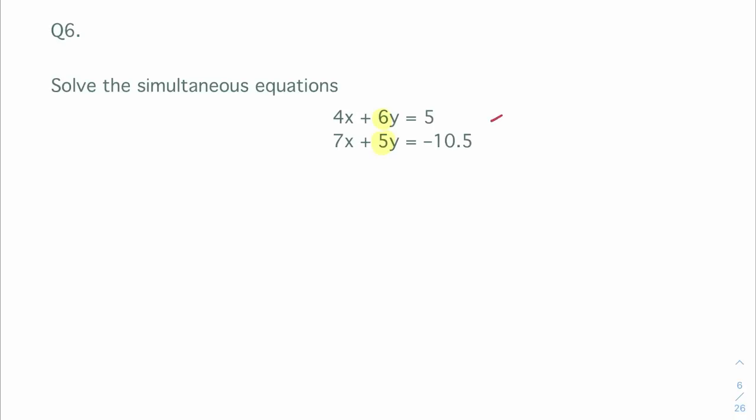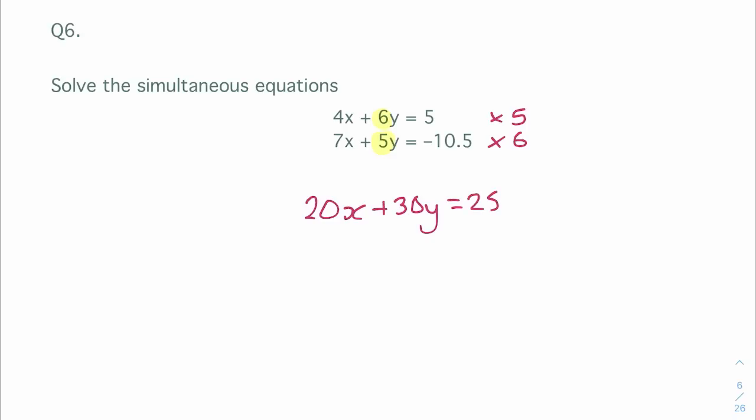So I'm going to times the top equation by 5 and the bottom equation by 6, and that's going to make the coefficient of y become 30. So that would make my top equation 20x plus 30y, and that is going to equal 25.